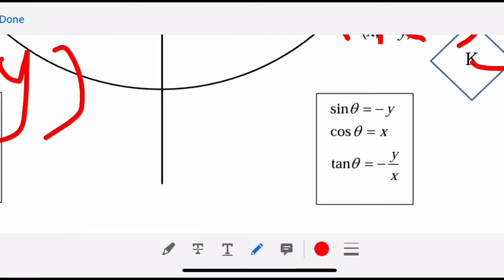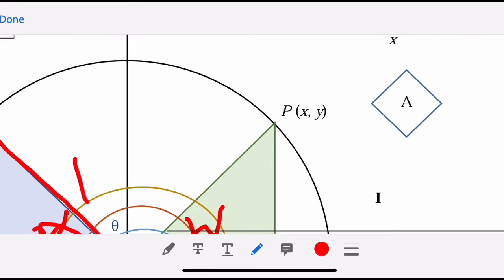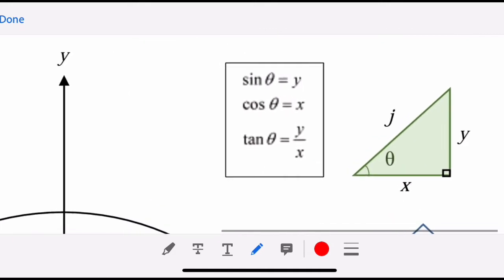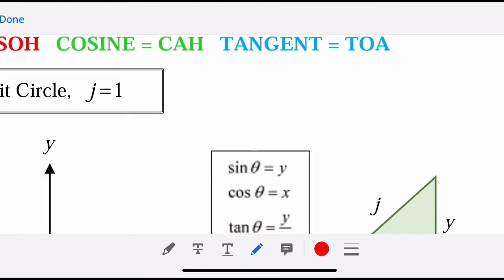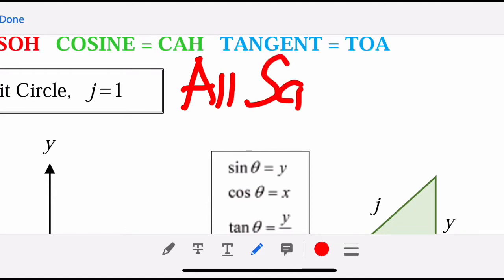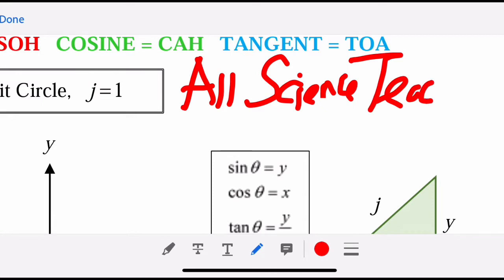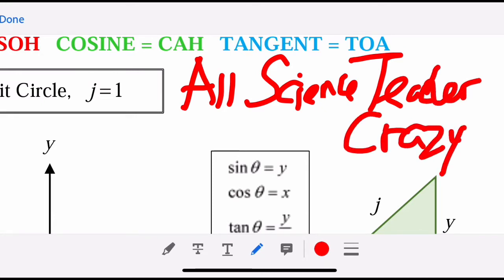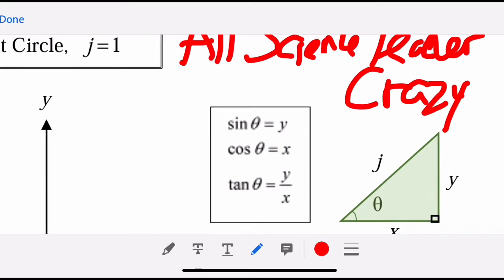See or not? We always say "All Science Teacher Crazy", right? Why do we say all science teacher crazy? All, science, teacher, crazy. Okay, why all science teacher crazy? Because here everyone is positive, right?